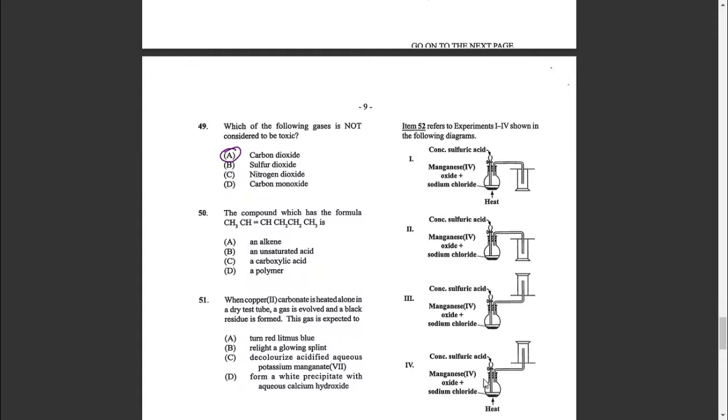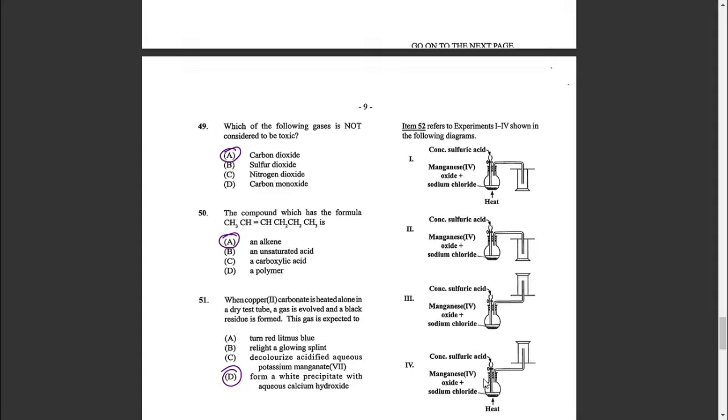50. The compound which has the formula given there has a double bond present, so it is an alkene. 51. When copper(II) carbonate is heated alone in a dry test tube, a gas is evolved and a black residue is formed. This gas is expected to... So the copper carbonate would produce carbon dioxide, and we expect the carbon dioxide to form a white precipitate with calcium hydroxide, lime water.